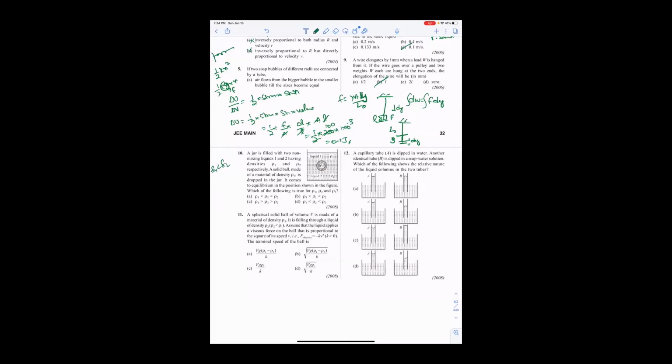So the heavier one goes down, the lighter one is on the top. A solid ball made of material of density ρ3 is dropped in the jar. It is exactly in between. It comes to equilibrium in the position shown in the figure. Which of the following is true for ρ1, ρ2, ρ3? Tell me now.